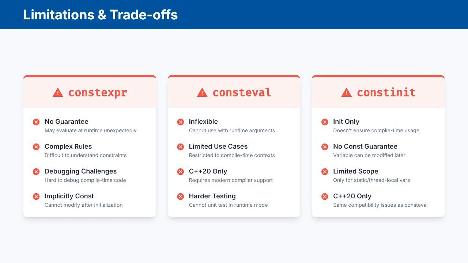Constinit is limited to initialization control. It doesn't ensure that a variable is used in compile time contexts after initialization. Unlike constexpr and consteval, constinit variables are not implicitly constant. They can be modified at runtime, which might lead to bugs if constantness was expected. And constinit only applies to variables with static or thread storage duration, which limits its use cases.